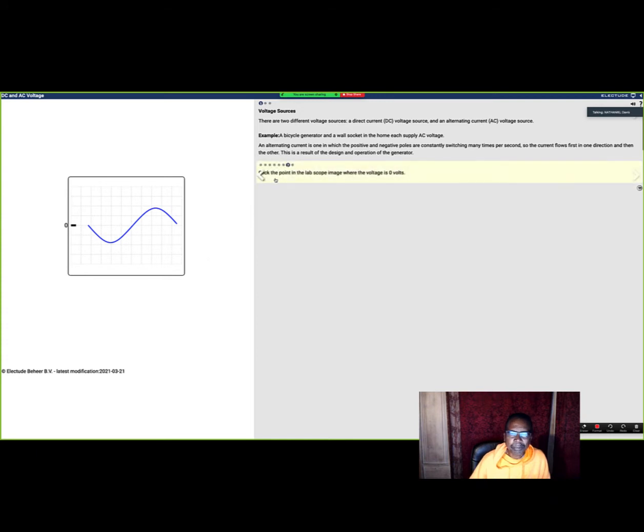Click on the point on the last scope image where the voltage is 0. Well, that's easy, right? Go across this 0 line. This is 0, go across here, and that's correct. Next: click the point in the last scope image where the voltage is at its most positive. Above this is the positive side, so the most positive should be around here. Okay, so now we go to the next lesson.